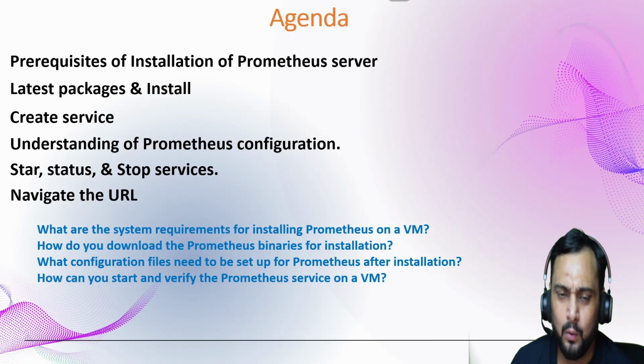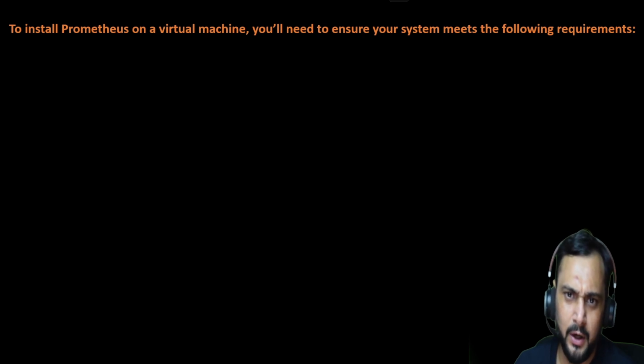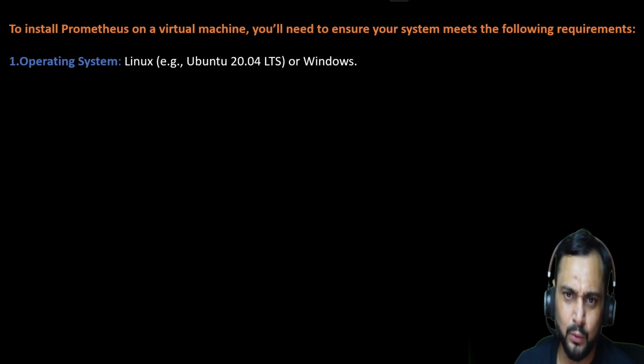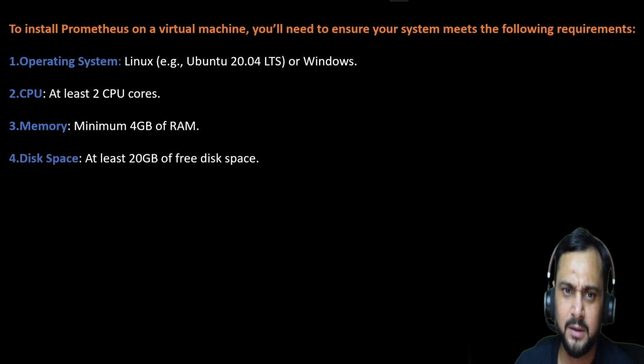Here we are talking about only standalone VMs. Okay, so let's start with the very first one. To install Prometheus on a virtual machine, you need to ensure your system meets the following requirements. The first one is operating system. It should be a Linux or Windows-like operating system. CPU, at least 2 CPUs are required. Memory, at least 4 GB of RAM is required. And disk space, at least 20 GB of free disk space should be available when you install the Prometheus server.